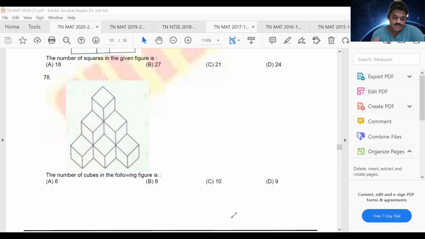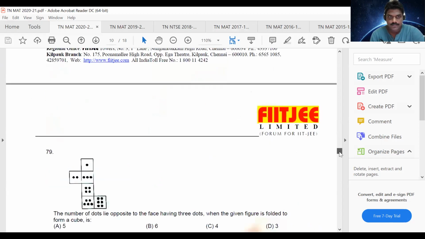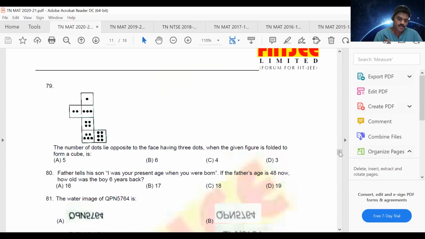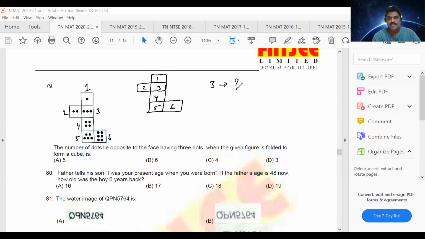Next, moving to the next question. If you observe here, this is once again the net of a cube. So the net is given like this. This is 1, 2, 3, 4, 5, and 6. So I'll safely draw it to avoid confusion. So this is 1, 2, 3, 4, 5, and 6. They are asking you to find the number of dots opposite to position 3. Now, as I told, the alternate boxes in linear arrangement, so 3 will be opposite to 5. Right.